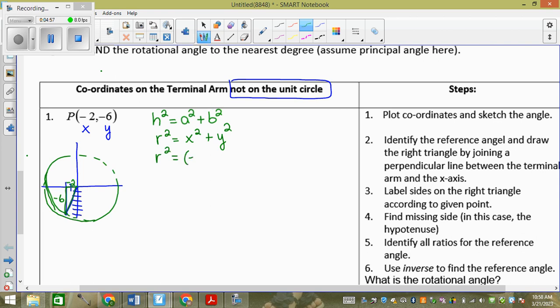So we're going to get negative 2 squared plus negative 6 squared, and we get r squared equals 36 plus 4, which is 40. And that's why trig always comes after radicals in grade 10. Why? So that we can reduce radicals if we have to. At this moment, we're going to do that. So we take the square root. When we physically take a square root, what do we have to do? Plus or minus?